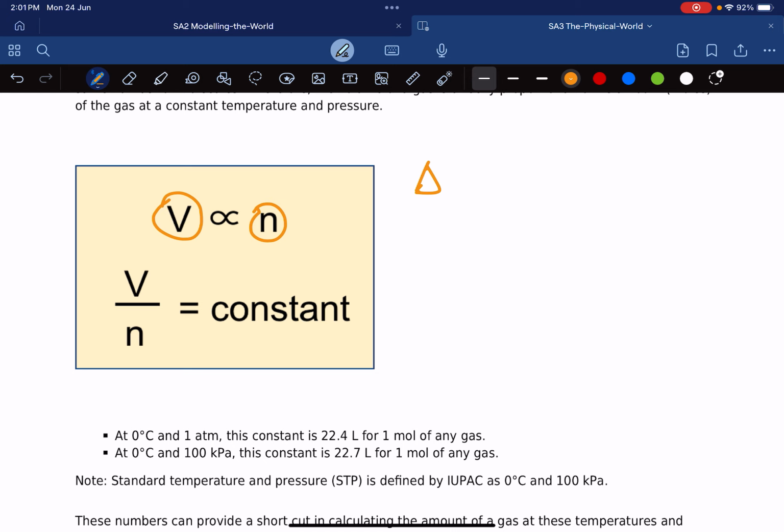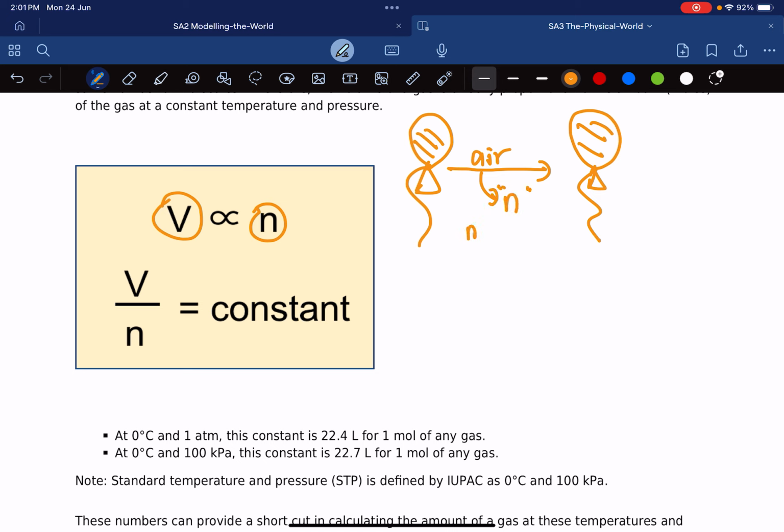For example, let's say you have a balloon, and you add more air inside of the balloon. What will happen? The balloon will get bigger, right? When we're adding air, it basically means we're adding more moles of air. So when you add more and more particles into a space, the volume will increase.